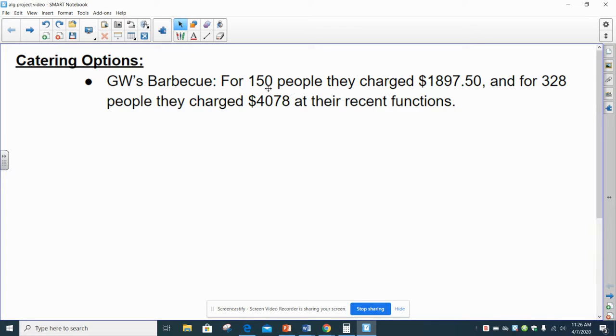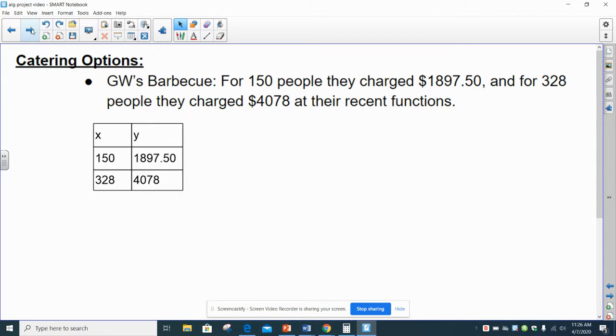So we have a number of people compared to a price, number of people compared to a price. So we have an XY table. I'm going to put my number of people in the X column and my cost in the Y. Okay, so here we go. So when you have just two sets of values in a table, you have to find out, well, what is the rate of change? What is the slope?